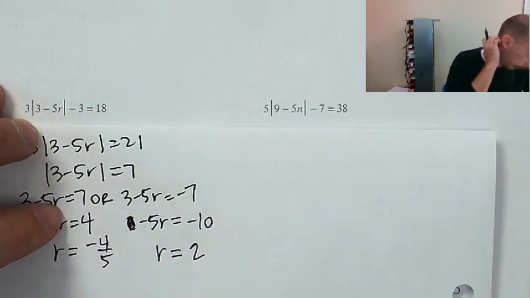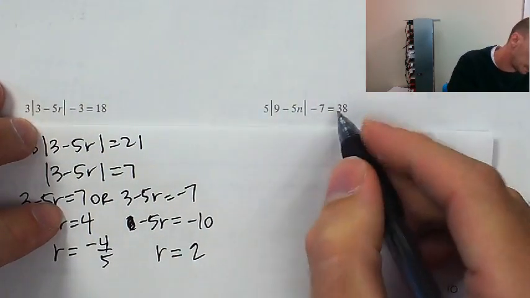All right, over here, 5 times the absolute value minus 7 equals 38. I'm going to start by adding 7.